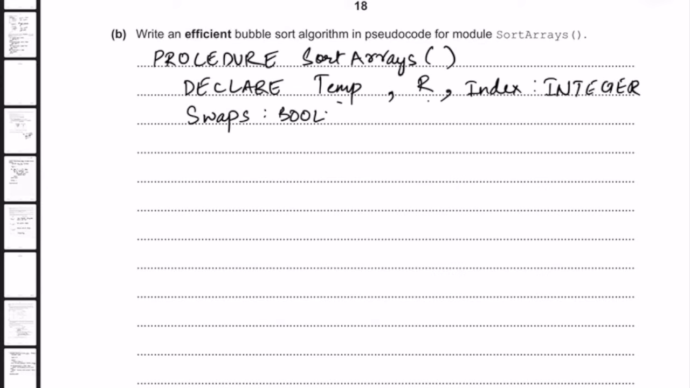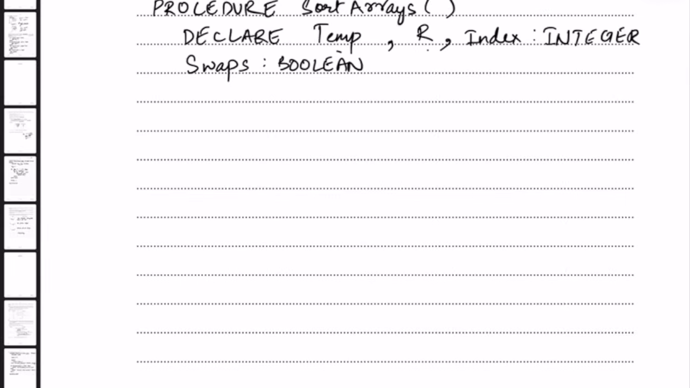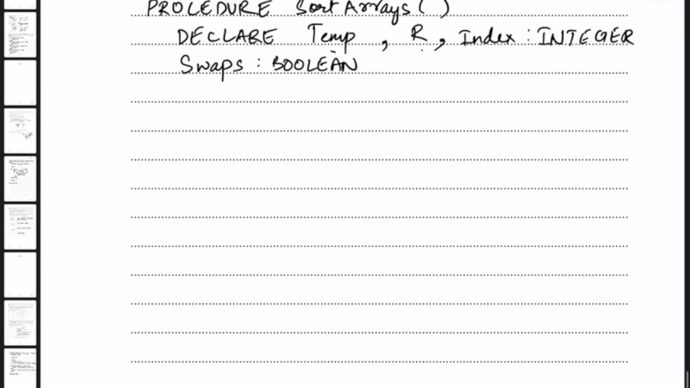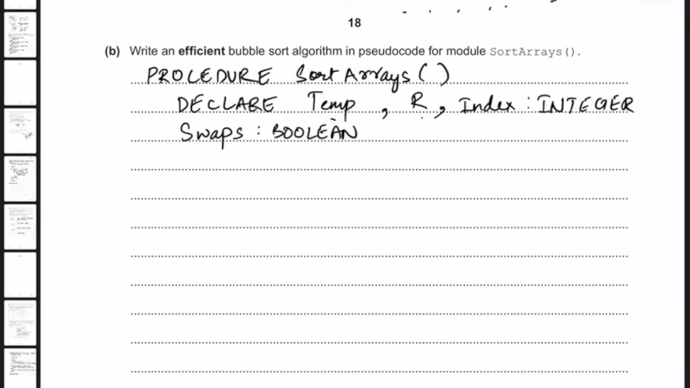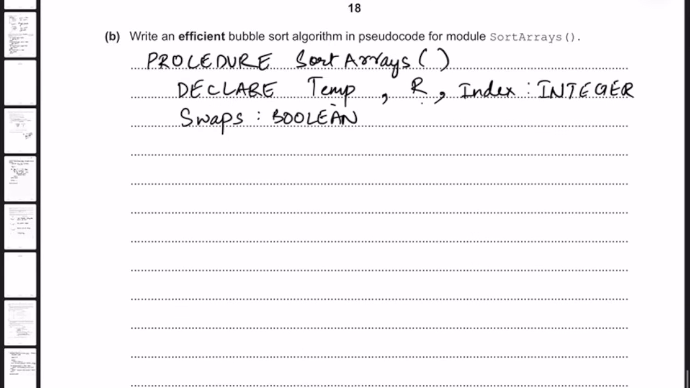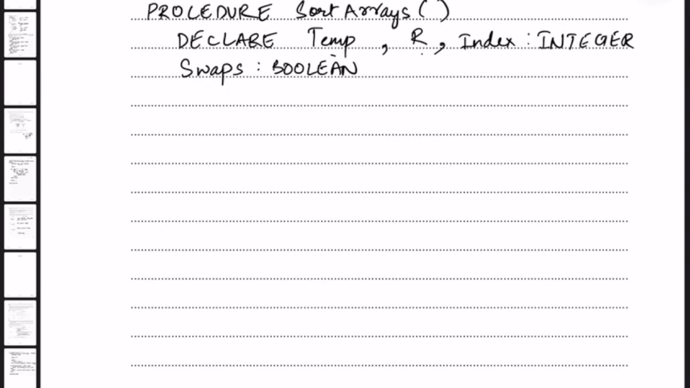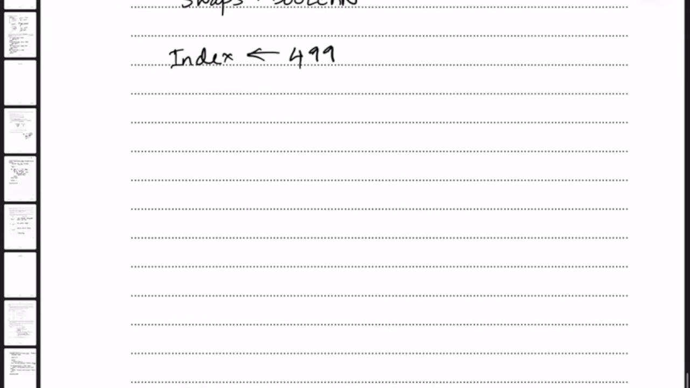This will be Boolean. So there are 500 of those, right? Okay, so we have to run this 499 times. So we have to run our index. Let's set index to 499, and we have to run that 499 times, one less than the boundary. So we'll use the repeat loop.